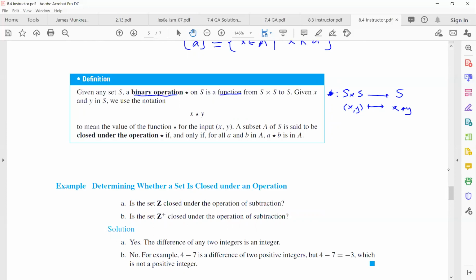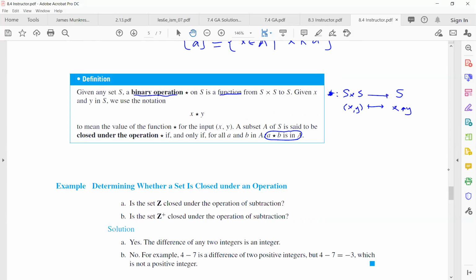Very well. A subset A of S is said to be closed under the binary operation star if and only if, when you take any two elements in A, the outcome a star b is also a member of A.